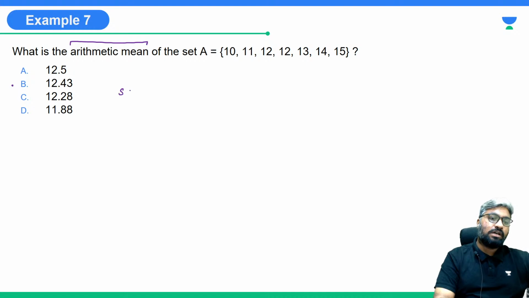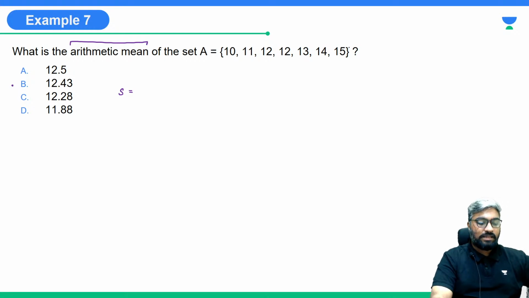So sum of the terms, 10 + 11, 22, + 12, + 12, + 13, + 14, + 15, this is what we have to do, right? So here how you add also will matter. देखो, अगर if we had taken this as 10 + 11 + 12 + 13 + 14 + 15, एक 12 को बाद में ऐड करेंगे, we'll add this later.